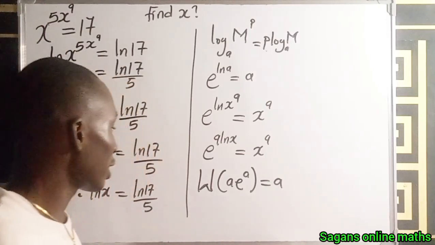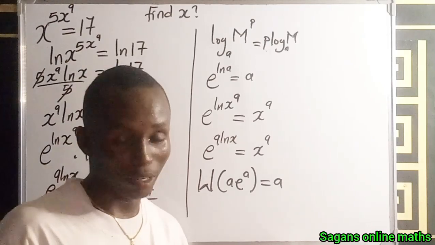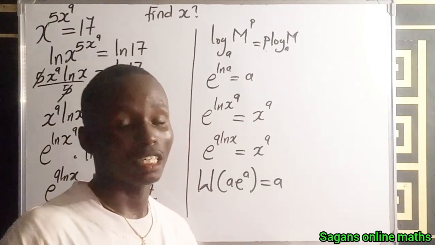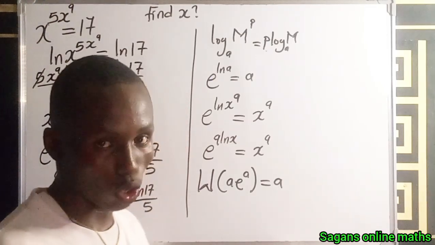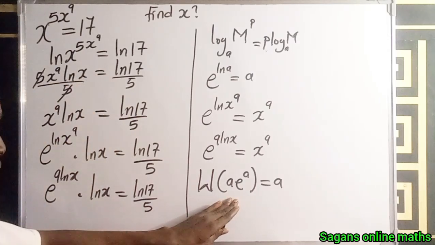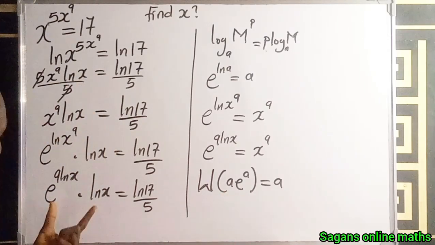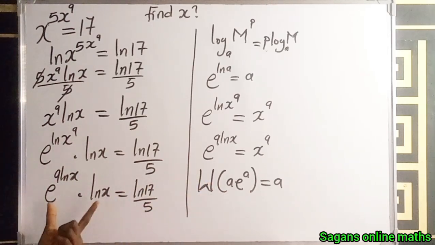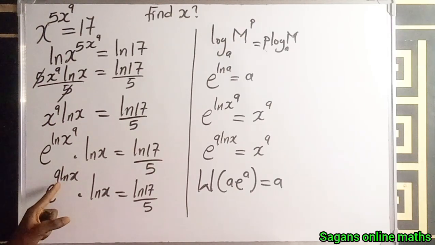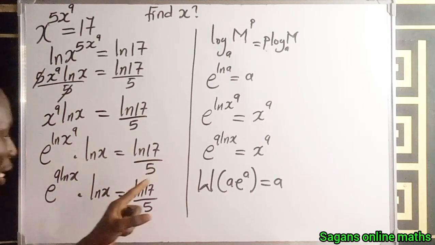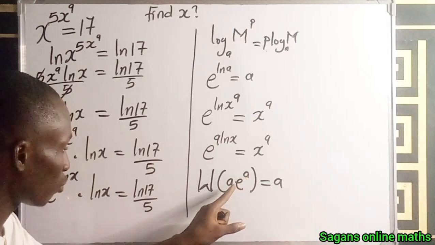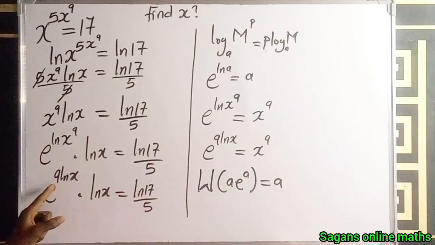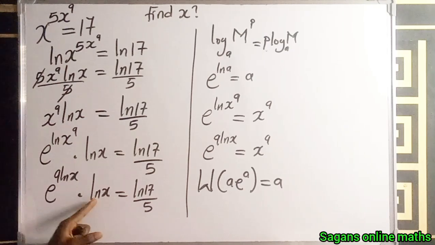Now remember, this is the product logarithm. If you're hearing about the Lambert W function, it is the product logarithm. Now this is true, and if we're looking for x, the only way we can solve this question is by applying the Lambert W function here. But can we apply it now? No, because here as the exponent we have 9 ln x, and if here is a, we have here as a. So if the exponent here is 9 ln x, what is here is just ln x.